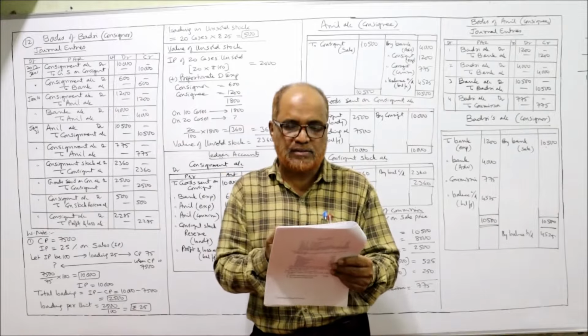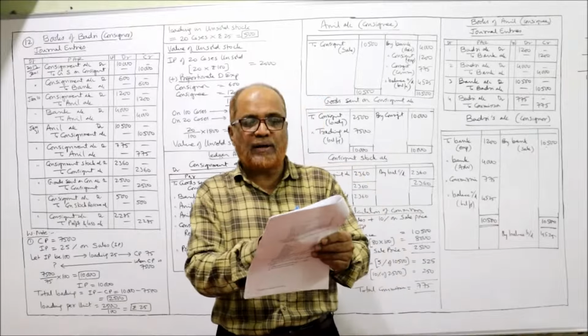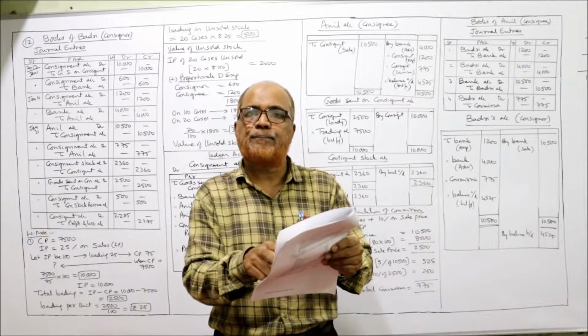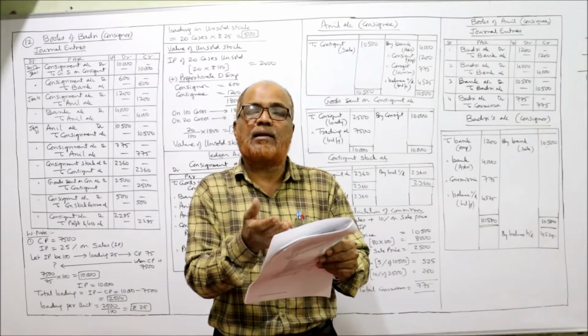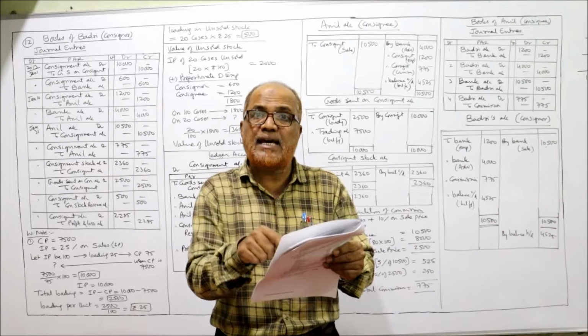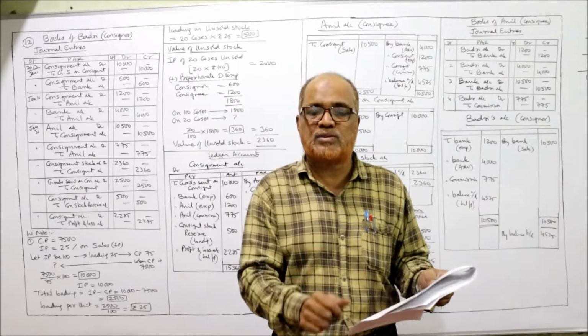Sales means invoice price. So 25% is not on cost. If it were given as 25% on cost, we would have calculated 25% on 7,500. 7,500 is the cost price, but it is not asking you to calculate 25% on cost. It is asking you to calculate 25% on sales. Sales means invoice price. So we have to find out what the invoice price is.